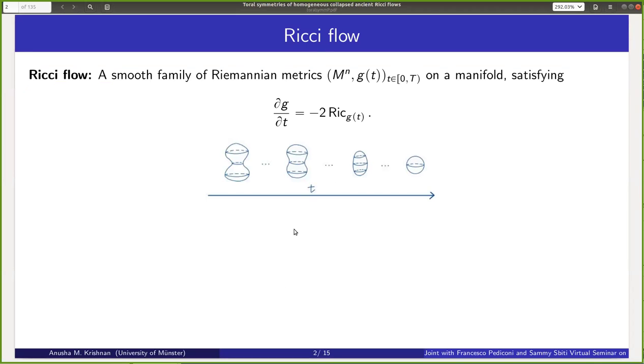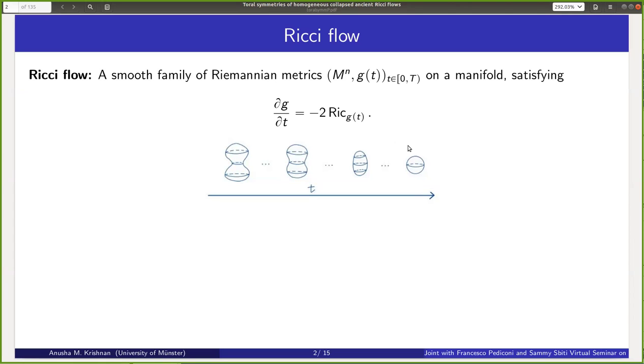So we are interested in the Ricci flow. The Ricci flow is the following smooth family of Riemannian metrics on a manifold satisfying the following partial differential equation, where the metric evolves by negative twice its Ricci tensor. So this is heuristically a geometric heat equation for the metric. You might expect it to have regularizing properties, evolving the metric to a nicer metric over time.